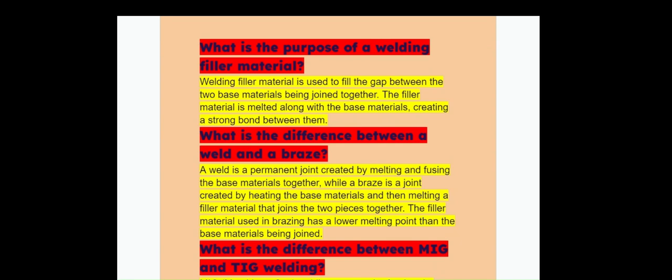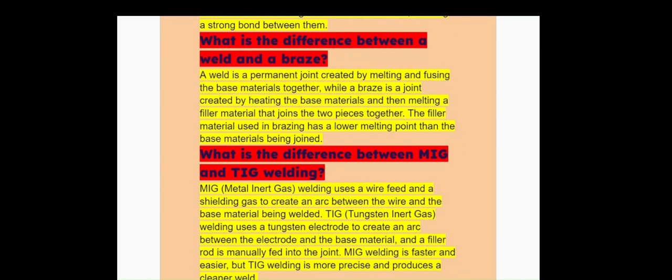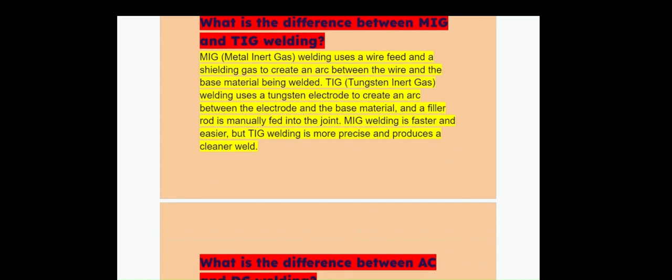What is the difference between a weld and a braze? A weld is a permanent joint created by melting and fusing the base materials together, while a braze is a joint created by heating the base materials and then melting a filler material that joins the two pieces together. The filler material used in brazing has a lower melting point than the base materials being joined.